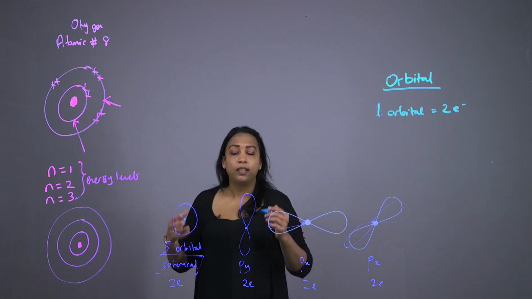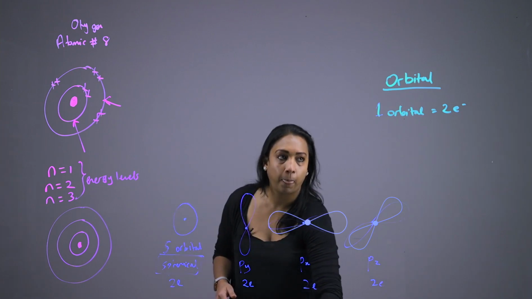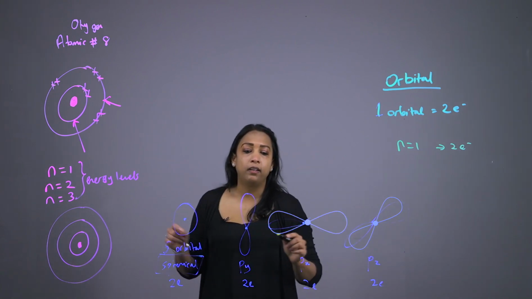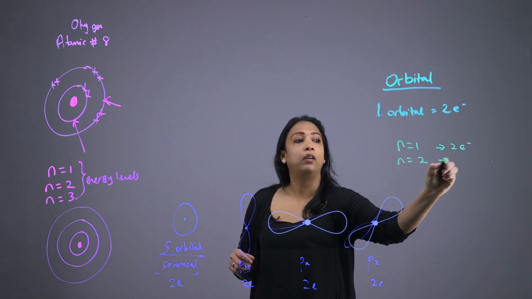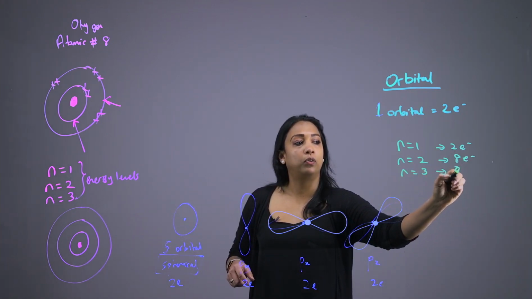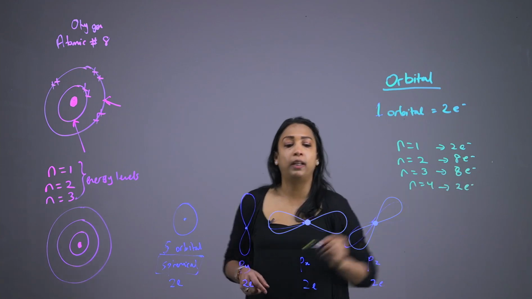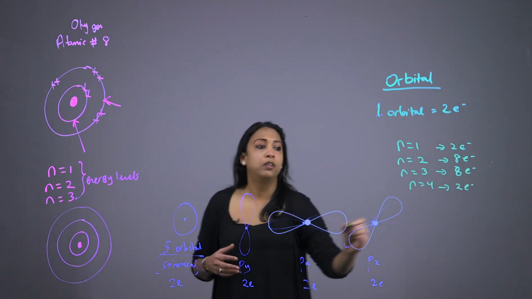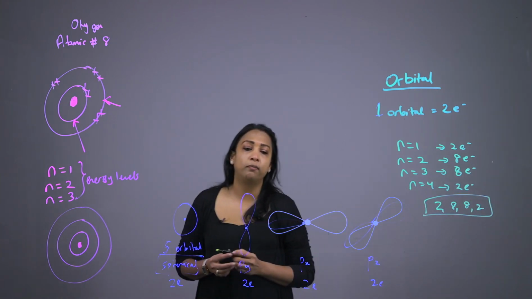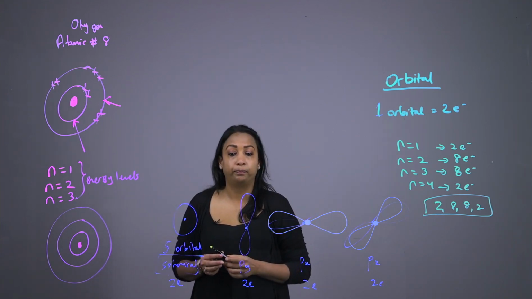So where n is equal to 1, let's go back to our first shell, we can hold 2 electrons. Where n is equal to 2, we can hold 8 electrons. Where n is equal to 3, we can also hold 8 electrons. And where n is equal to 4, we can hold 2 electrons. So this brings us to the 2, 8, 8, 2 system that I'm sure many of us are familiar with, that allows us to fill the first 20 elements of the periodic table.